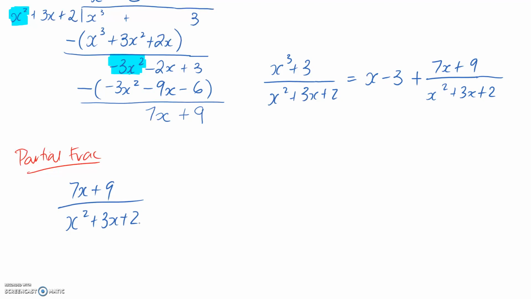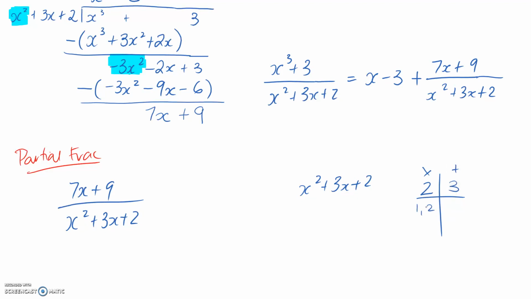Now, to do partial fractions, it's going to be good for us to put this into two brackets rather than having it as a second order polynomial. So let's do that as a side step over here. What we want is the front number times the back number. So 1 times 2 is 2. And we have 3 for the middle number. So we need two numbers that multiply to give 2, but add to give 3.